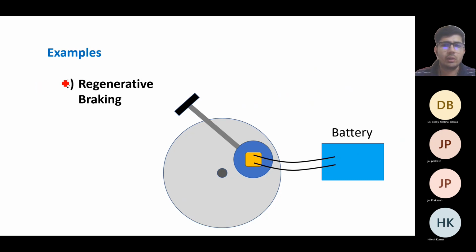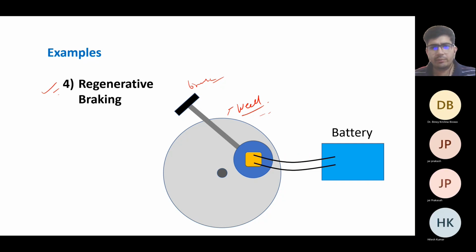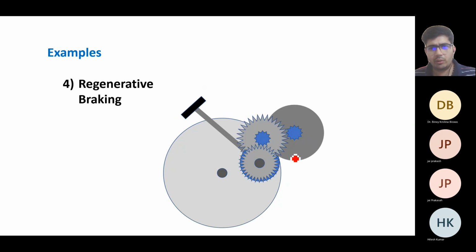We can also use the flywheel in regenerative braking. This is the wheel, and this is a brake pedal. You can connect a battery to it, so that the battery can store the energy. When you push the pedal, that energy is stored in the battery. And what is the mechanism? Yeah, this is the mechanism.